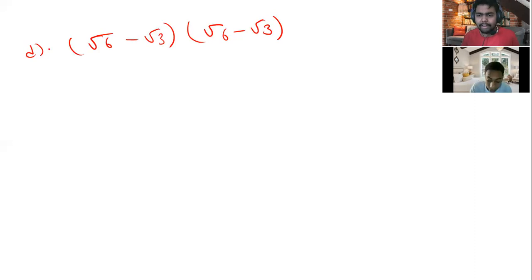This is the third formula. Same formula? No, no. Is there a plus sign in between? There are two minus signs. There is no plus sign at all.